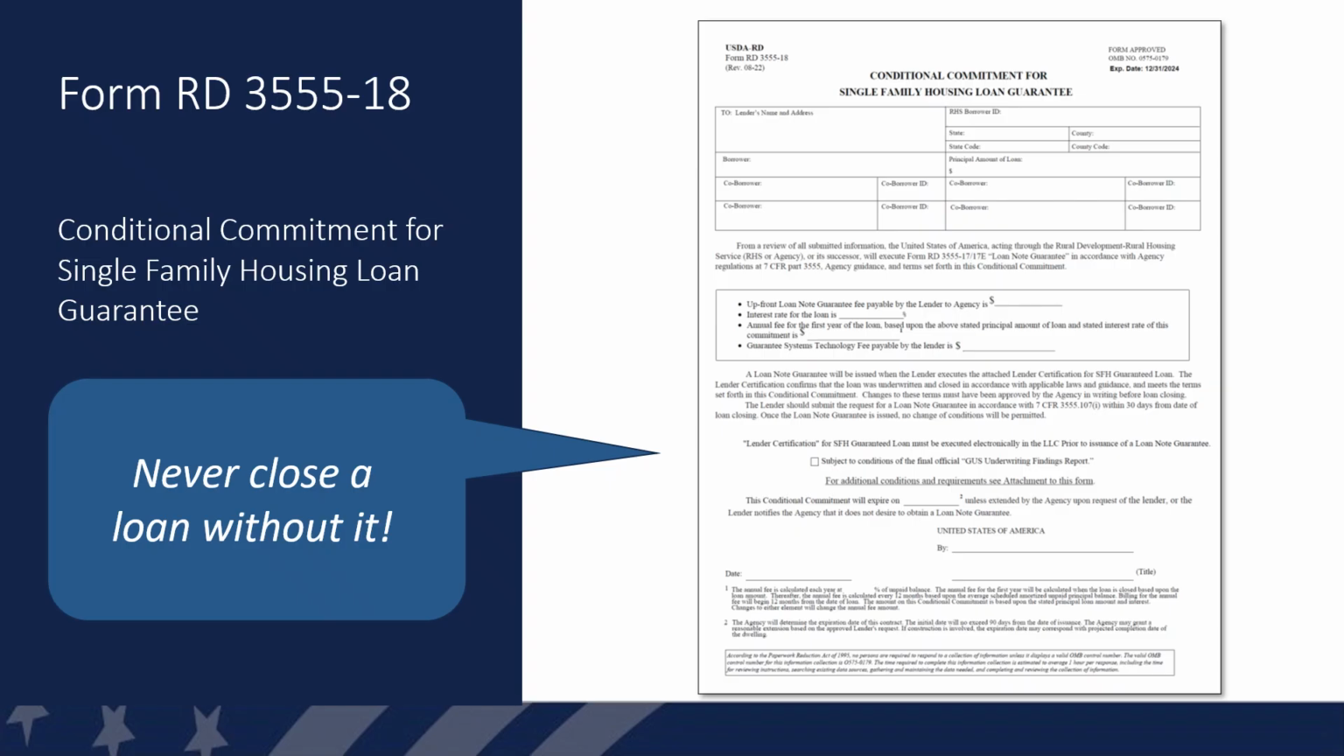If the agency is unable to take favorable action on the request, a written denial will be issued. Always verify you have a valid conditional commitment from Rural Development prior to closing a loan. Never close a loan without it. 7 CFR 3555 prohibits closing a single-family housing guaranteed loan without a conditional commitment. Loans closed prior to issuance of a conditional commitment will be rejected by Rural Development and will not be eligible for a loan note guarantee.